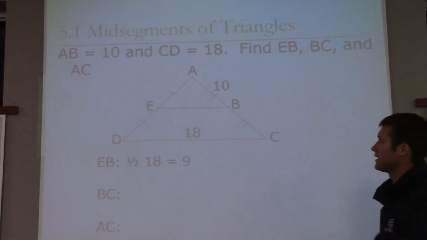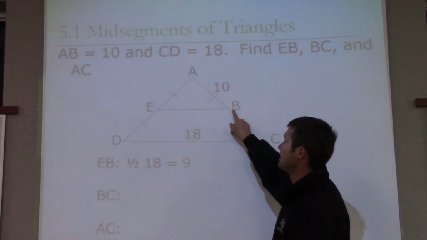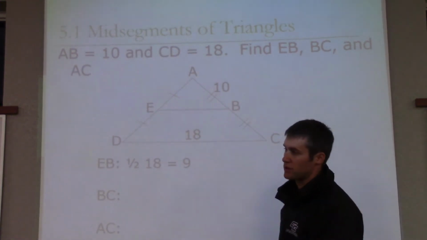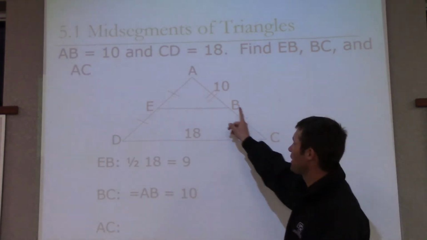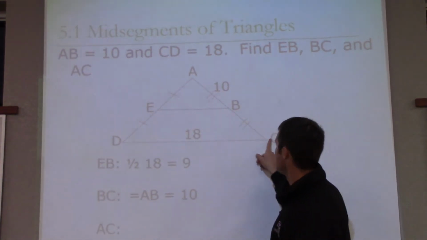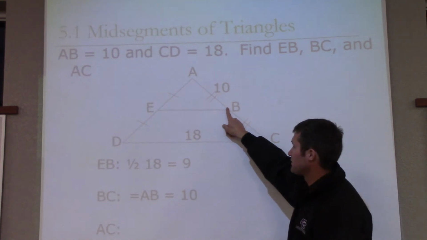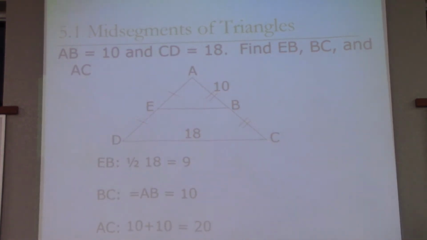Then we find BC. BC is right here. AB and BC are equal. They have their congruent markings. So we could just say BC is equal to AB, which is 10. Then the last one is AC. How do we find out what A to C is? Well, A to C is this segment of 10 plus this other segment of 10. So 10 plus 10 is 20.